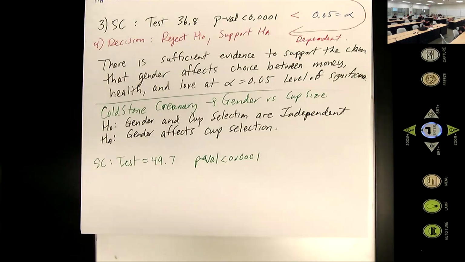And even before we saw the p-value, the girls overwhelmingly wanted small cups and the guys overwhelmingly wanted large cups. There were large eaters for women, but there were dainty eaters for guys. I don't know who they are. I had never met a guy that ate small unless they were trying to lose weight, but if you're trying to lose weight, you ain't going to Cold Stone Creamery. You know what I mean?